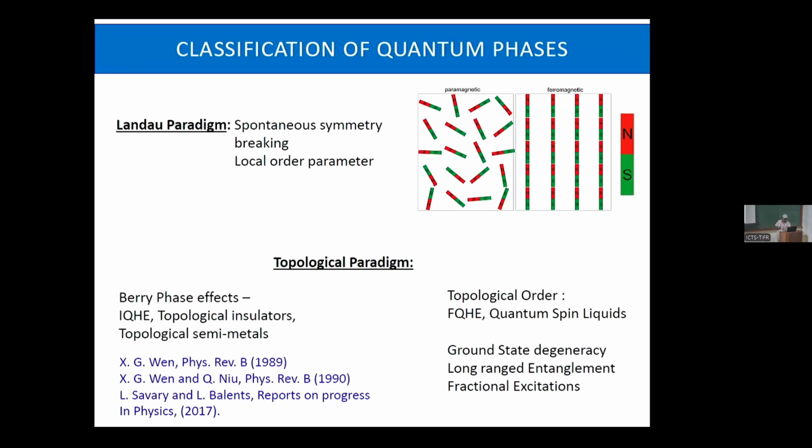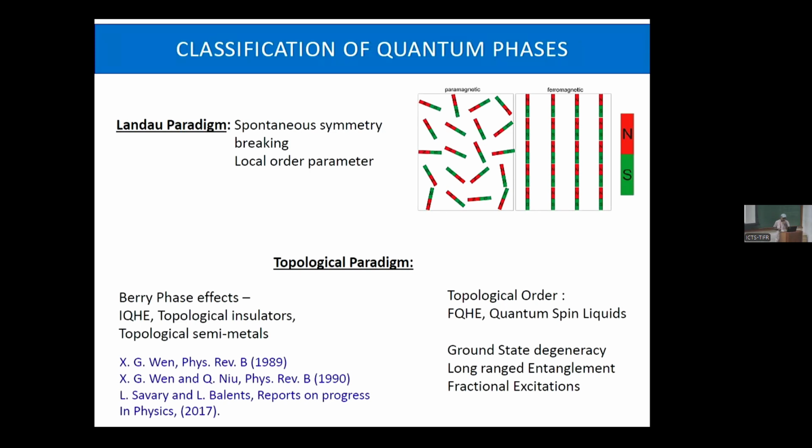But there are other topological phases which actually have topological order. Fractional quantum Hall and quantum spin liquids are examples of these. These states have ground state degeneracy. If you put them on a manifold like a torus, you get a definite number for the degeneracy. These states are characterized by long-range entanglement, and the excitations are fractional.